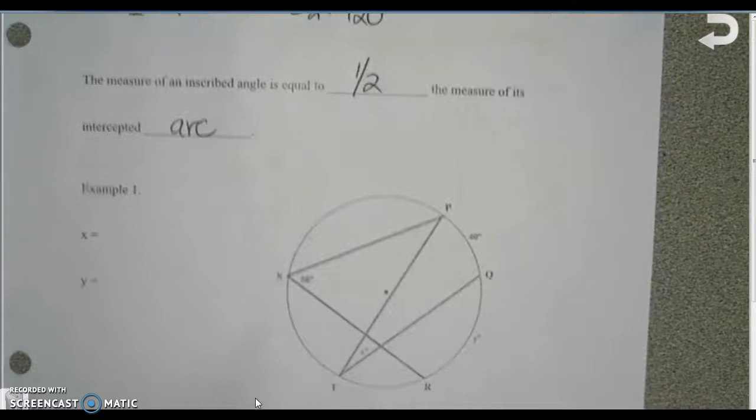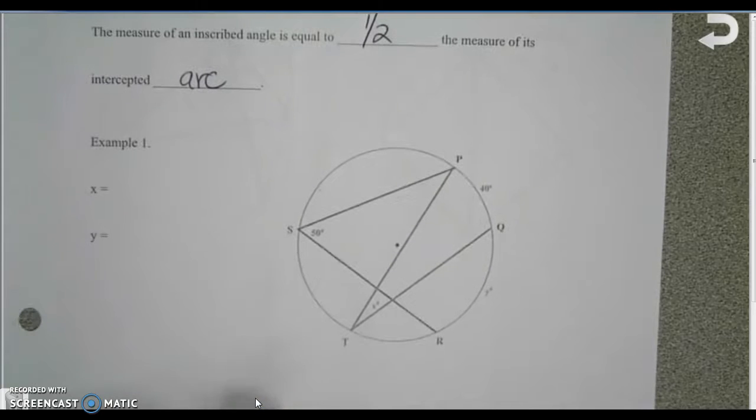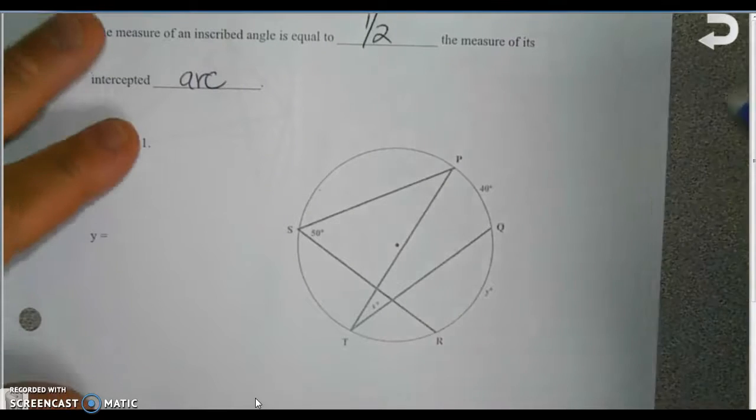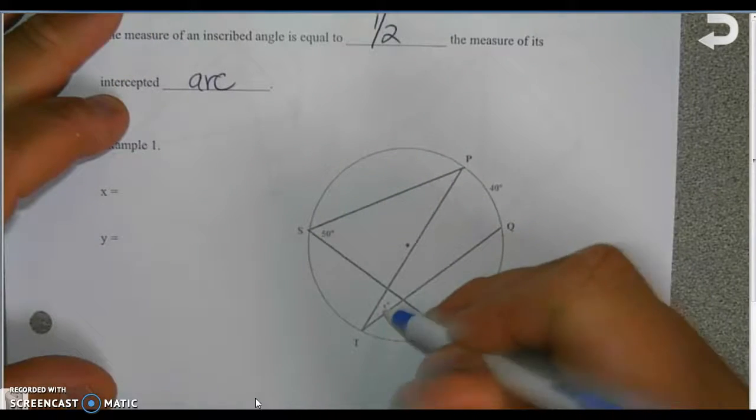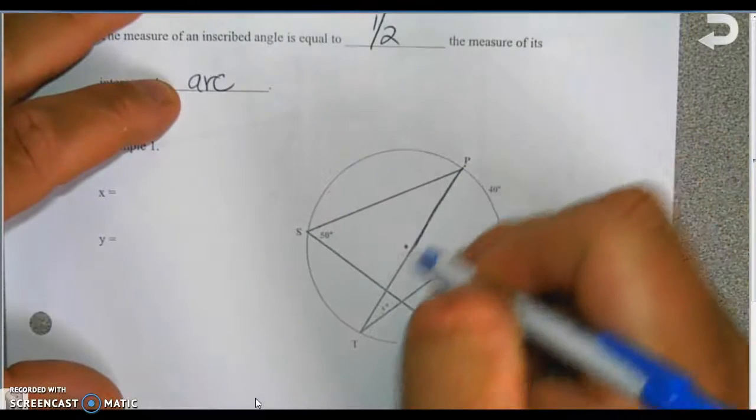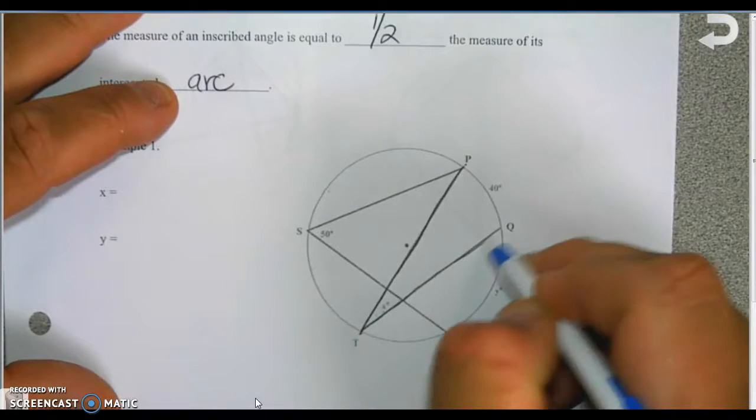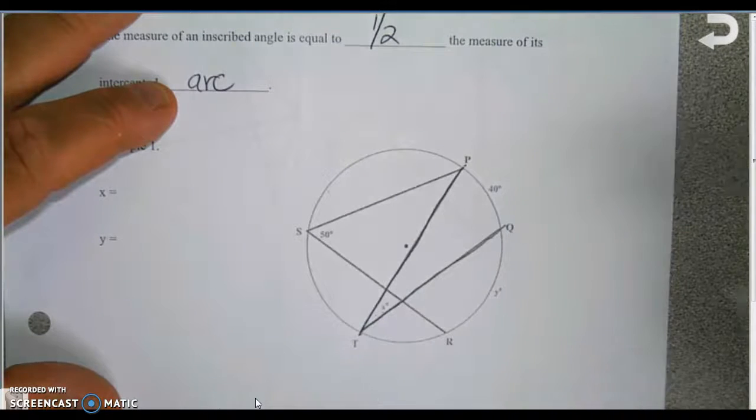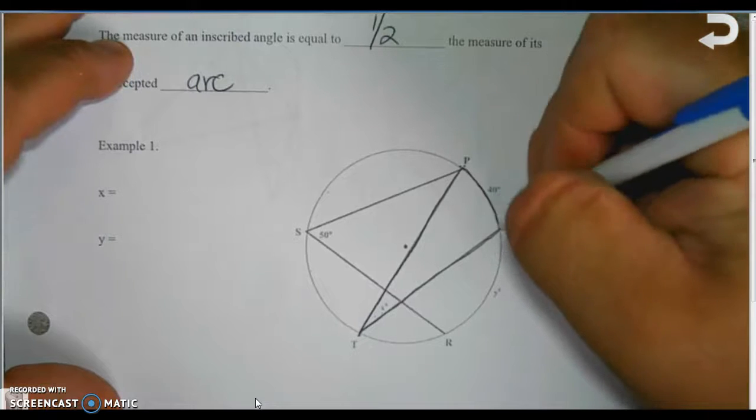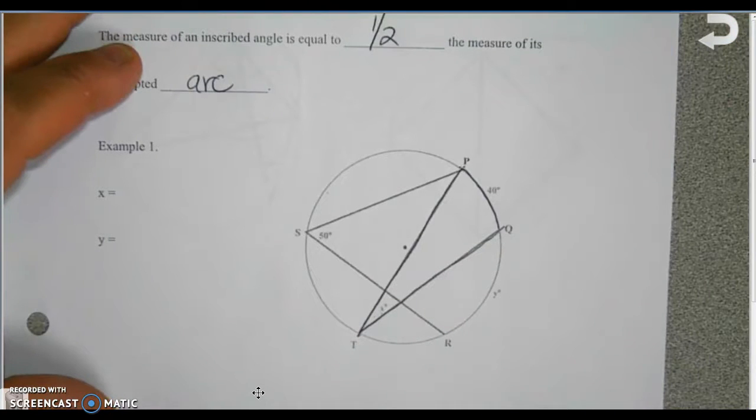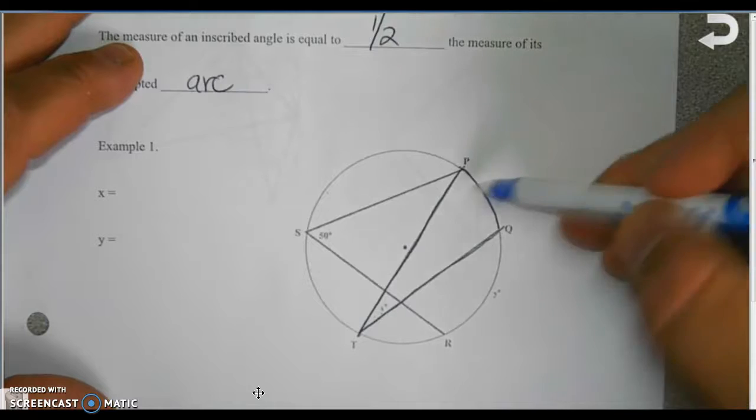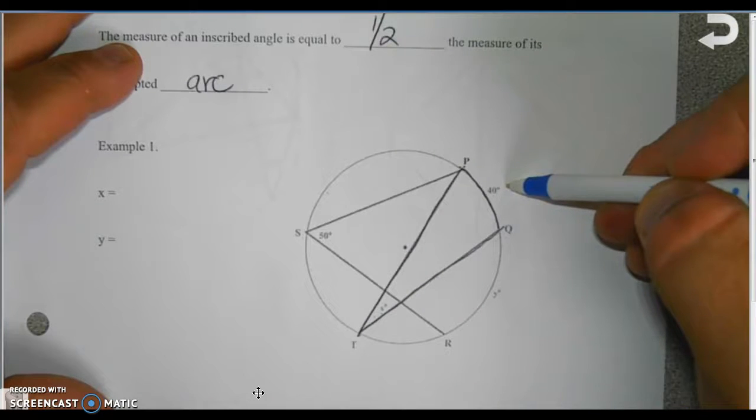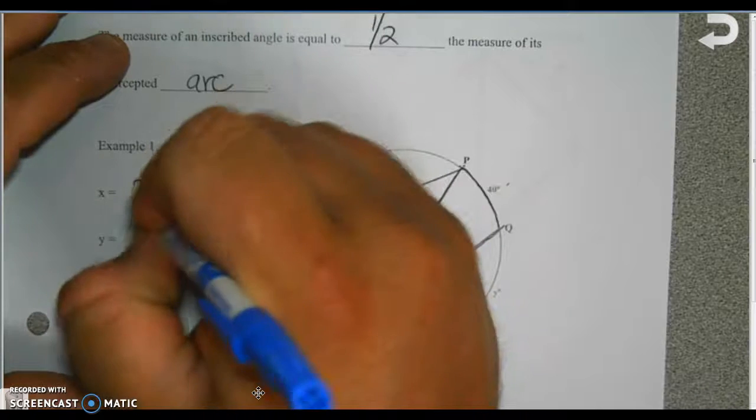So what I want you to do right now is, let's look at example 1, and we're going to find x and y. And so what we're going to do is process through this step by step. Angle x is made up of the letters P, T, and Q. But the arc that angle x intercepts is PQ. And so because angle x intercepts a 40-degree arc, angle x is equal to 20 degrees.